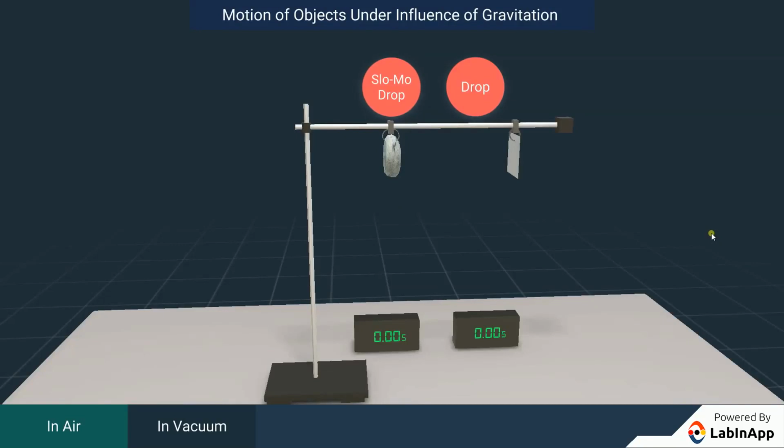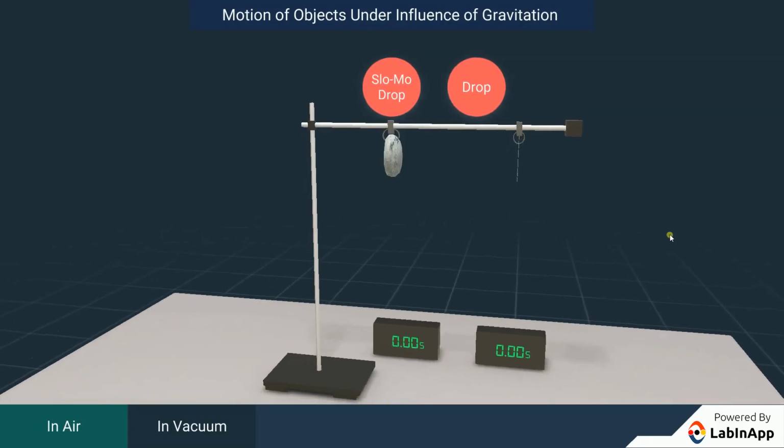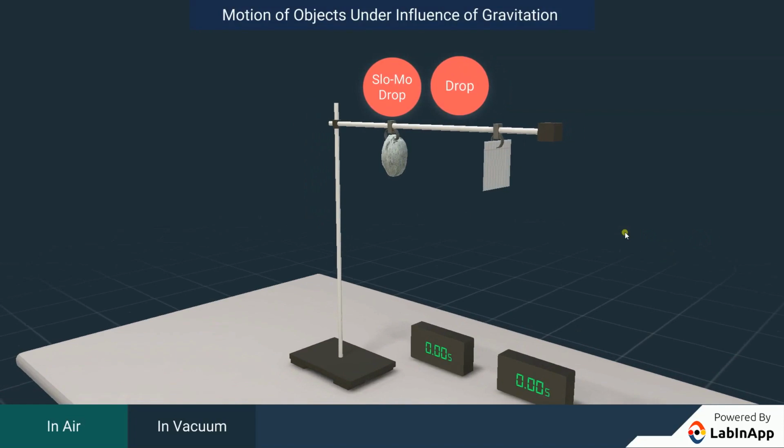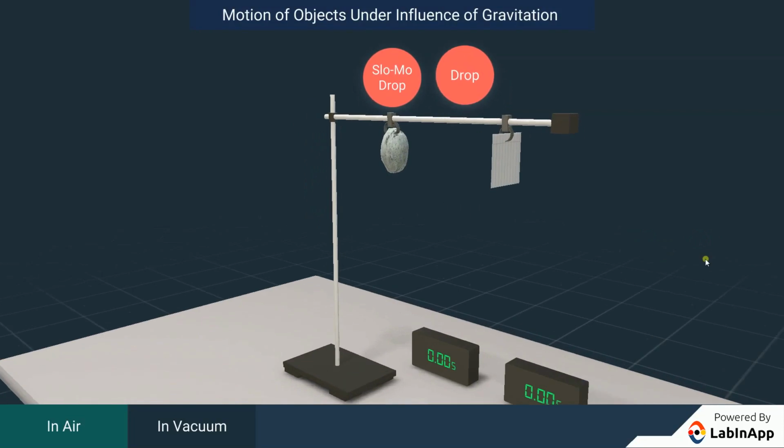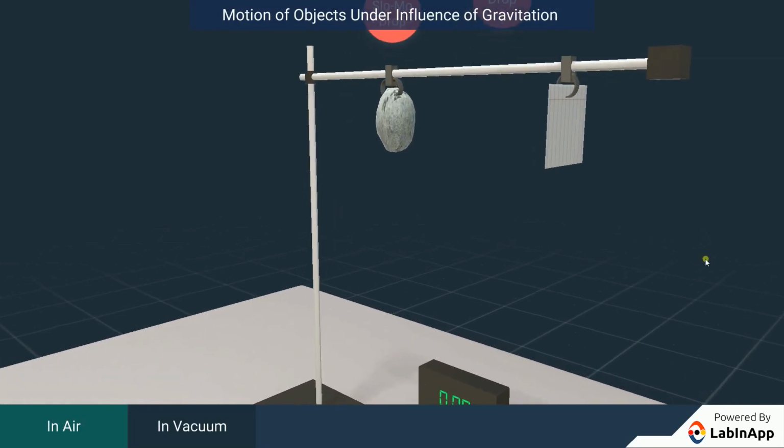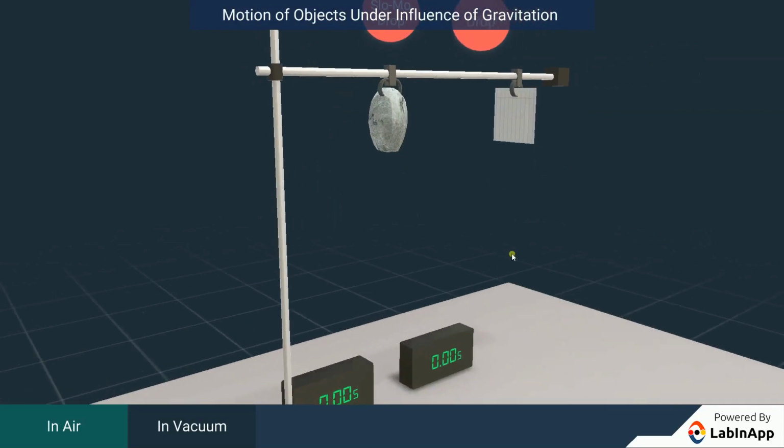We know that an object experiences acceleration during free fall. But do all objects, big or small, experience the same acceleration? Let's find out in this activity.